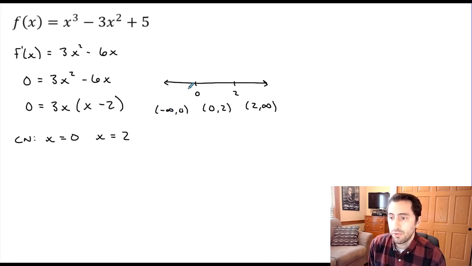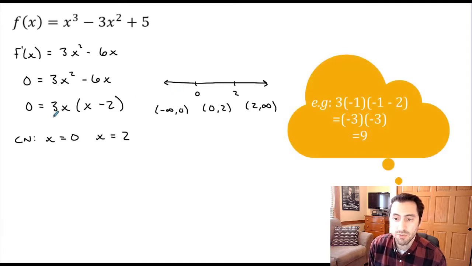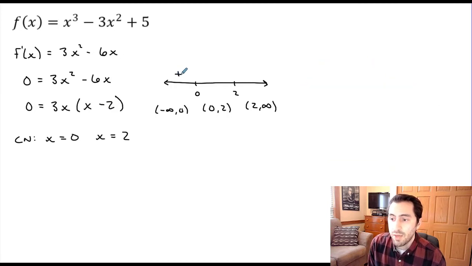So for the first interval, something that's less than 0, so it's a negative number, so 3 times a negative, so this first part will be negative. A negative minus 2, that's going to stay as negative. So I'll have a negative number times another negative, which means I'm going to end up with a positive. So that means that my function is increasing on this interval.